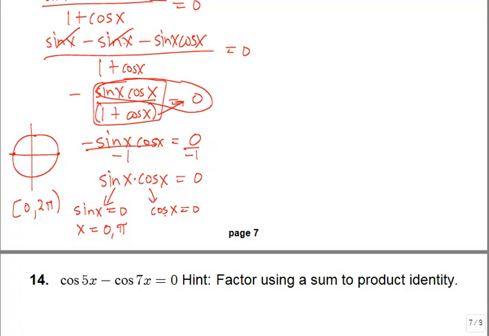Okay, now let's think about cosine of x. Cosine is the x coordinate. So where on our unit circle is the x coordinate equal to 0? That would be here and here. So that's going to be at pi over 2 or 3 pi over 2. Now I want to warn you, when you have these solutions, let me rewrite them up here: 0, pi, pi over 2, and 3 pi over 2.